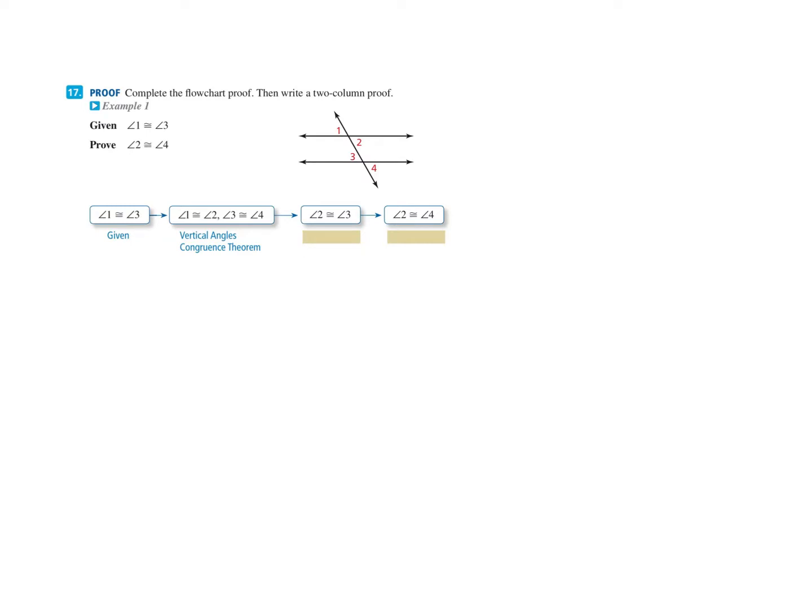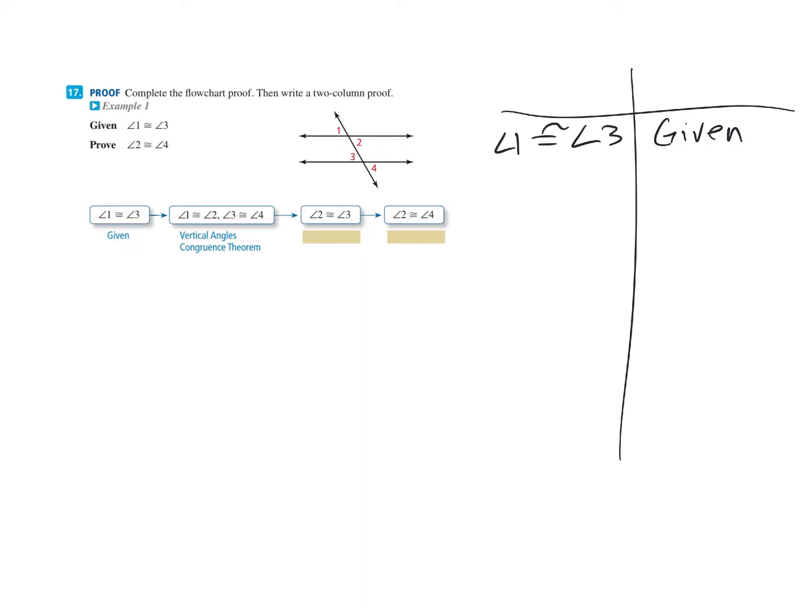Okay, so we have the givens here, and we're just going to fill them out, and while we're filling that out, we'll go ahead and set up the two-column proof. So we have our givens, and that's angle 1 is congruent to angle 3. And then we have vertical angles here. Angle 1 and angle 3 are given to be the same. Mark it on your picture.